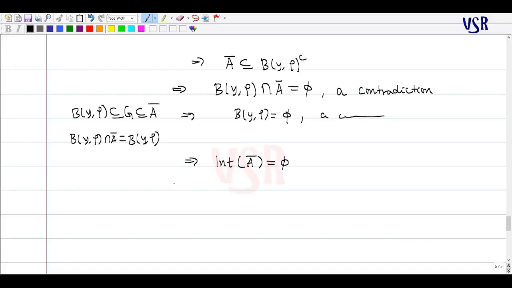So this implies that A is nowhere dense. Okay, hence the result, hence the theorem. நான் இப்ப என்ன ப்ரூவ் பண்ணிருக்கேன்? 1 implies 2, 2 implies 3, 3 implies 4, 4 implies 5, and 5 implies 1 னு ப்ரூவ் பண்ணிருக்கேன். So all the 5 conditions are equivalent. Okay, thank you.